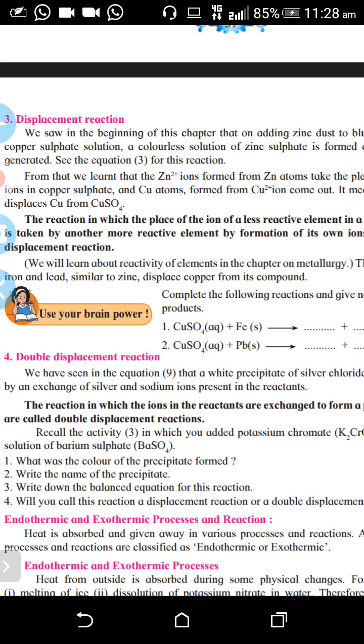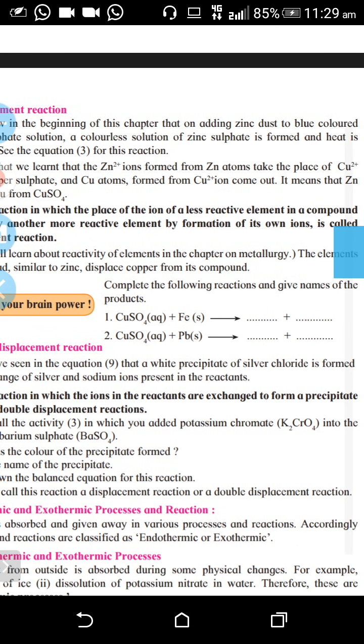Now the third type of reaction is displacement reaction. What is the displacement reaction? The reaction in which the place of the ion of a less reactive element in a compound is taken by another, more reactive element by formation of its own ion. That is called displacement reaction. Now what is the meaning of this? Say one example is given here, but it is given in the fill-in-the-blank form. So the same example I'll tell you.